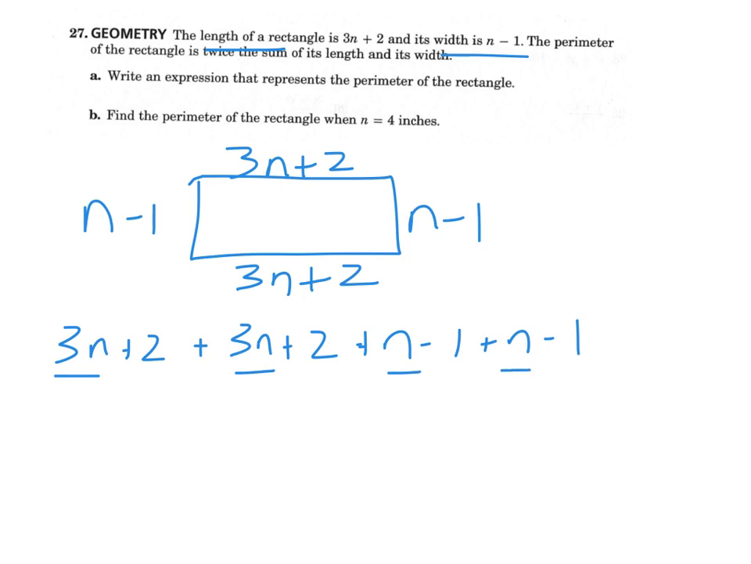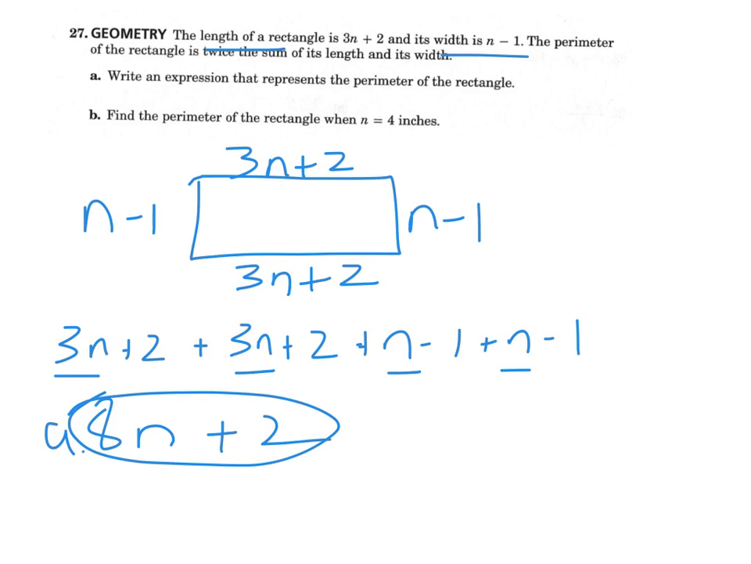We can combine our like terms, these with the n's. So if I add 3 plus 1 plus 1, I get 8n. And if I add 2 plus 2, which is 4, minus 1 is 3, minus 1 is 2, I have 8n plus 2. Now this is the answer to A, because that's an expression.